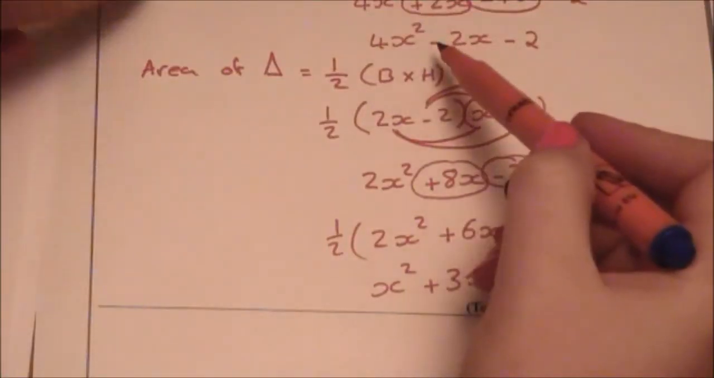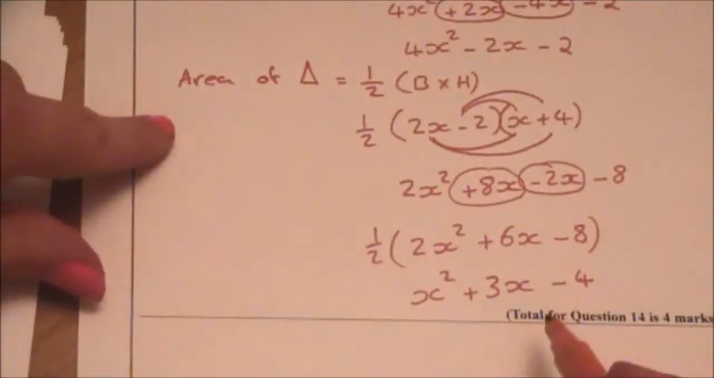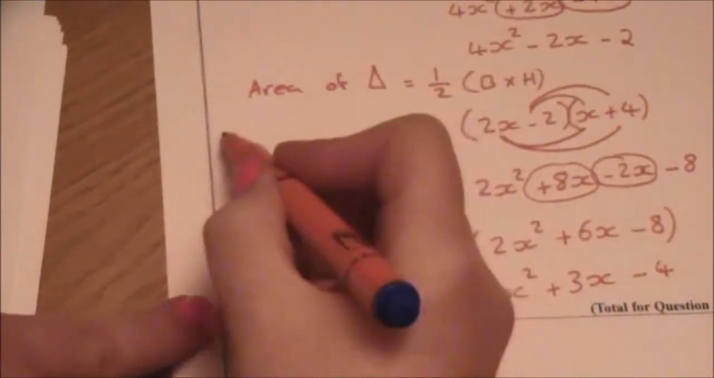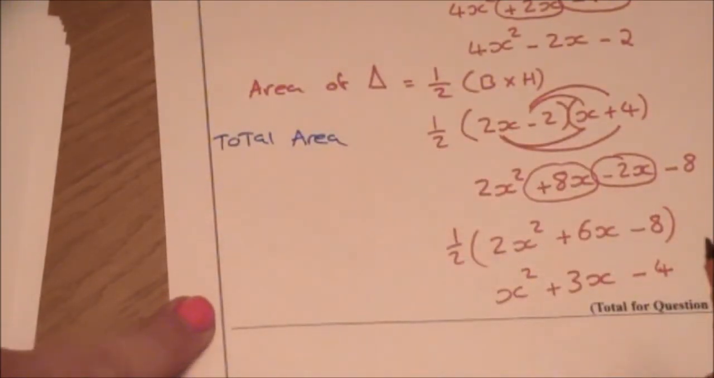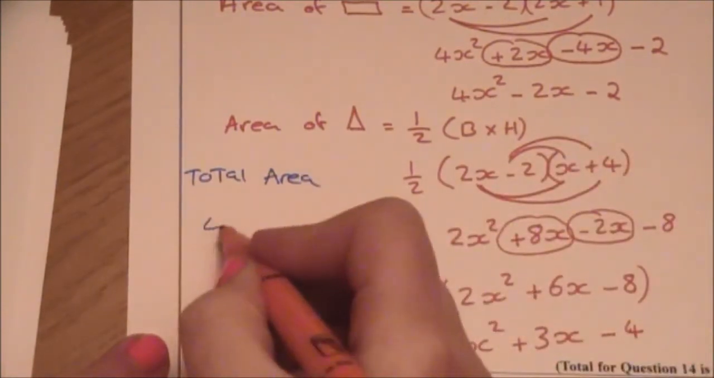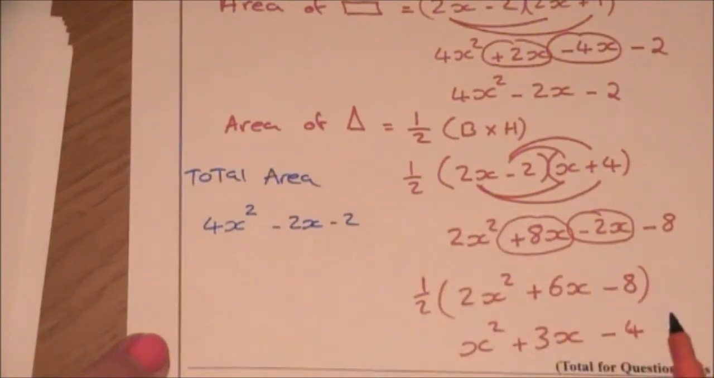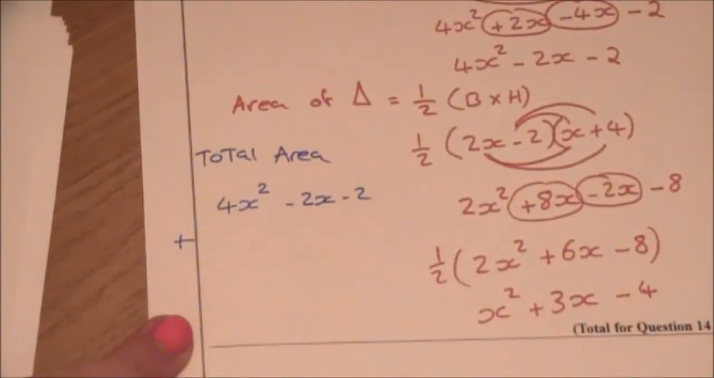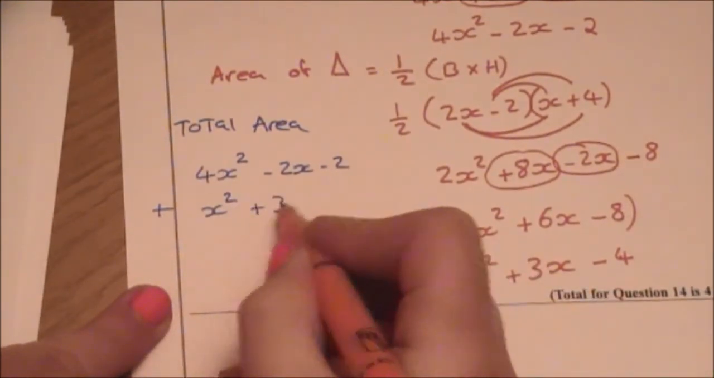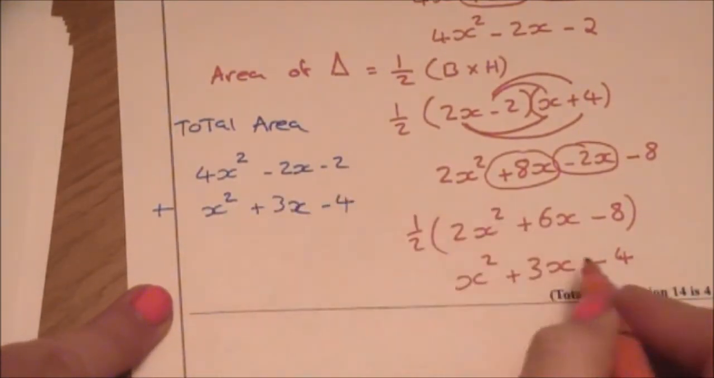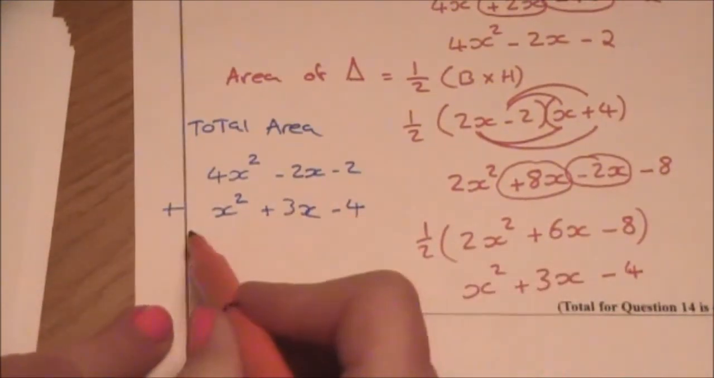Now I've got, and clearly stated for the examiner to see, the area of my rectangle and the area of my triangle. I can go ahead and find the total area. And my total area is going to be my 4x squared minus 2x minus 2 plus the area of my triangle, which was x squared plus 3x minus 4. So I've got the area of my rectangle added to the area of my triangle.